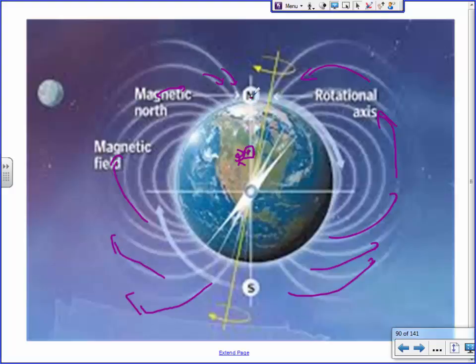So anyways, magnetic north, and hopefully you guys can see how these guys here would be the axes upon which the Earth actually starts doing its rotating too. So.